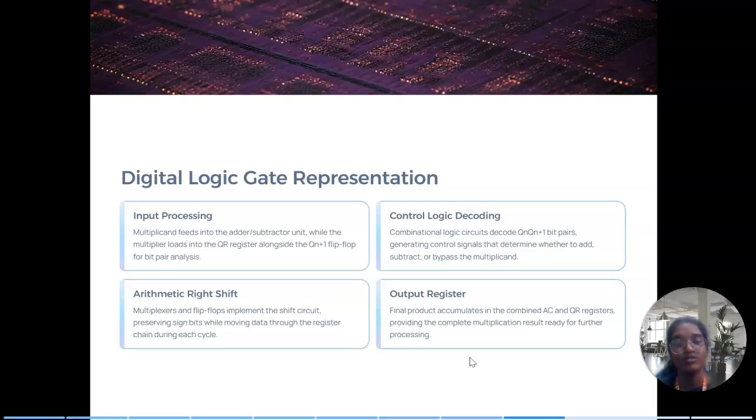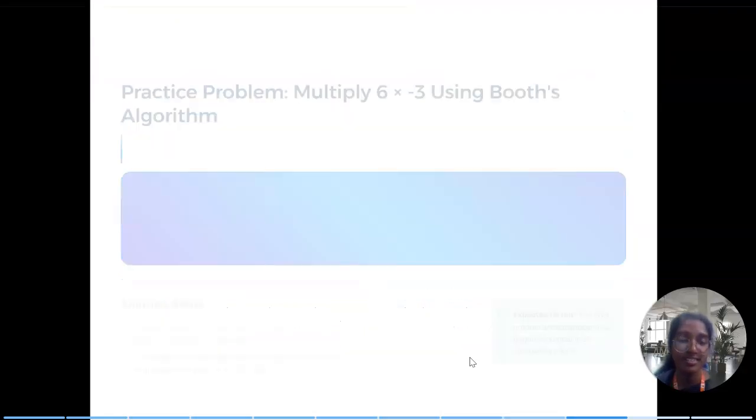Digital logic gate representation. This is the main important thing. First, it processes the input, then it decodes the control logic, then arithmetic right shifts, then the output register. First, input processing means the multiplicand feeds into an adder or subtractor unit, while the multiplier loads into the QR register alongside the flip-flop. Controller logic decoding is done by combinational logic circuits that decode bit pairs. For the arithmetic right shift, multiplexers and flip-flops implement the shift circuit, preserving the sign bit while moving data through the register chains. And the output register: the final product accumulates in the combined AC and QR registers.